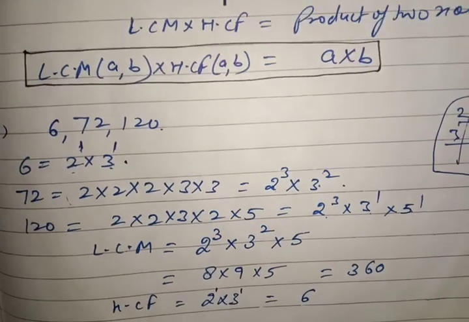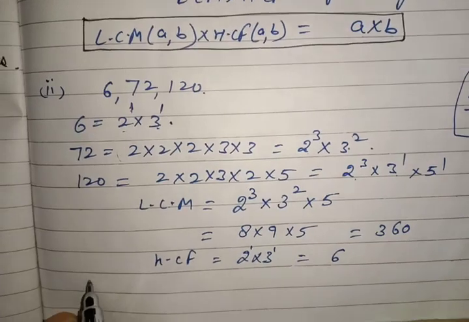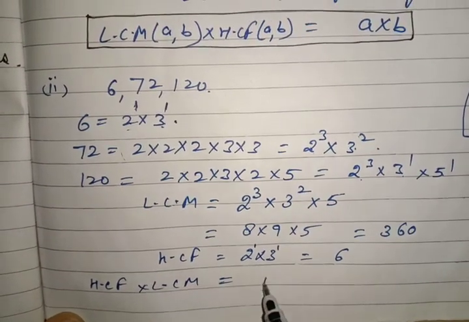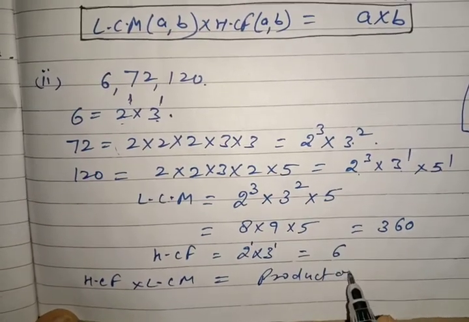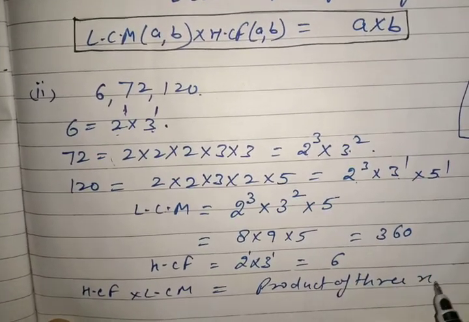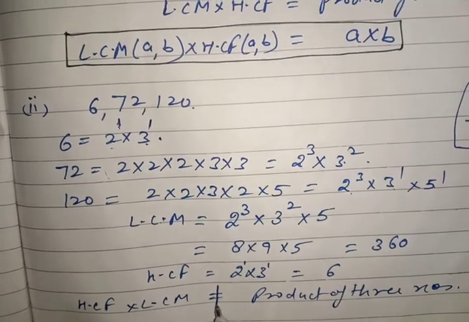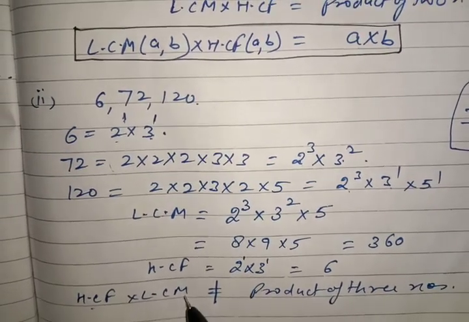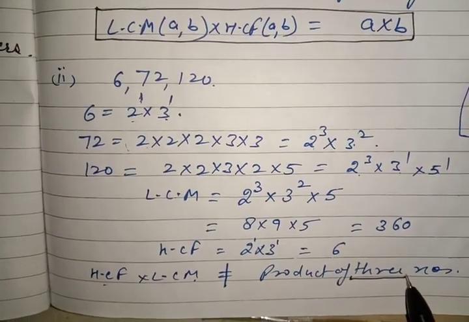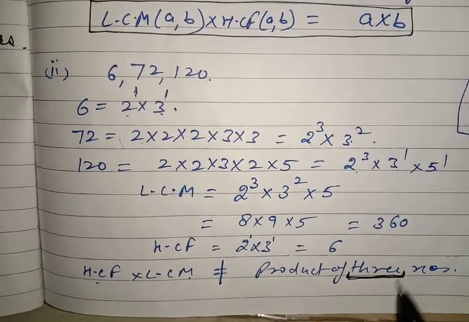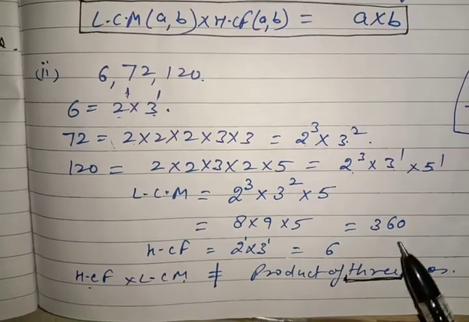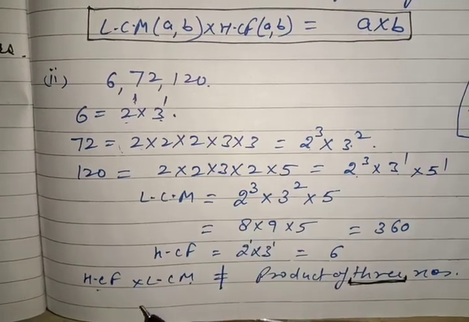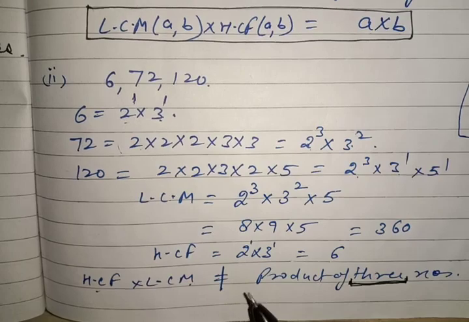Now if in the exam the teacher asks that HCF into LCM of these is equal to the product of the 3 numbers, you can check that this does not happen. This formula, HCF into LCM, holds only for 2 numbers, not for 3 numbers. So you can check it on your own. If you multiply these 3 numbers, you will not get left hand side equal to right hand side.